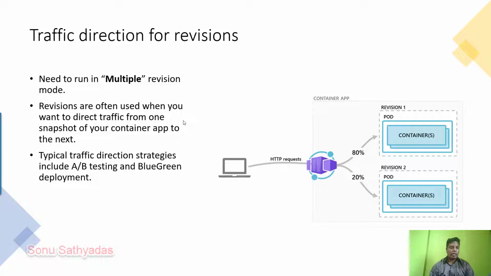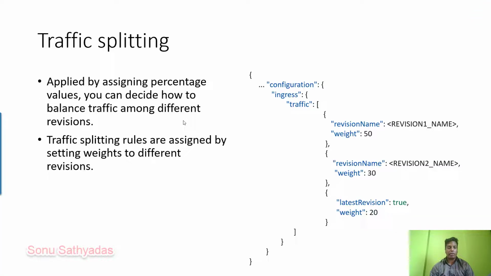So for the traffic directions, as I have mentioned, you can set the multiple revision mode, and you can say, okay, 80% of my traffic should go to one revision and the remaining 20% should go to another revision. So this is a better solution for doing A/B testing or blue-green deployment. You can use this multiple revision mode approach in container apps.